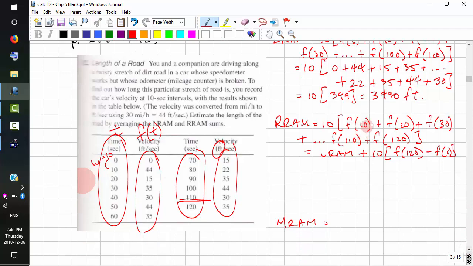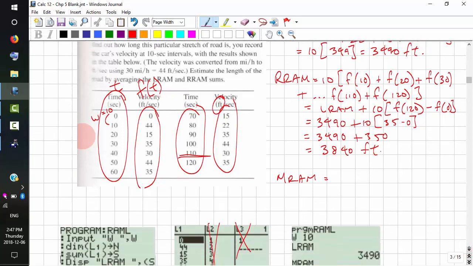Okay, we can do the same thing for RRAM. However, if we already know LRAM, we just have to add f of 120 and subtract f of 0. So we're adding this data point and we're subtracting this data point. So 3490 plus 10 times 35 minus 0. That's 3490 plus 350. And we have 3,840 feet.